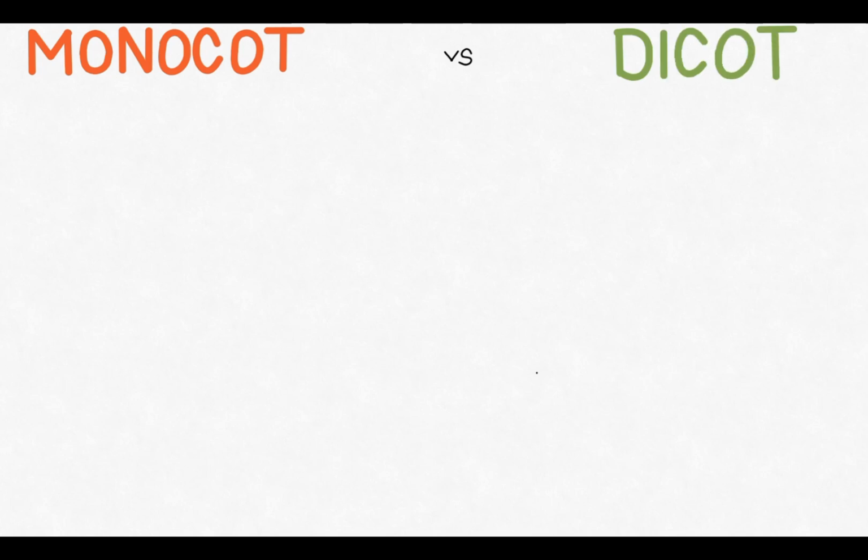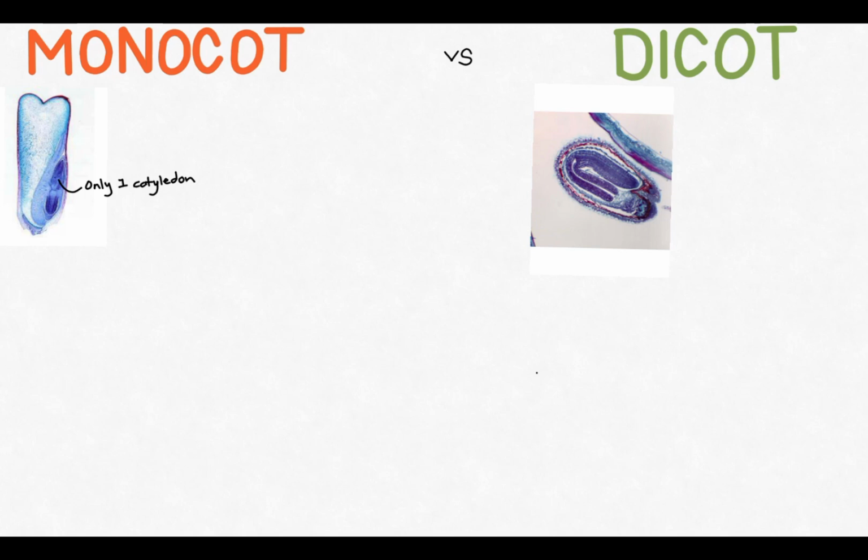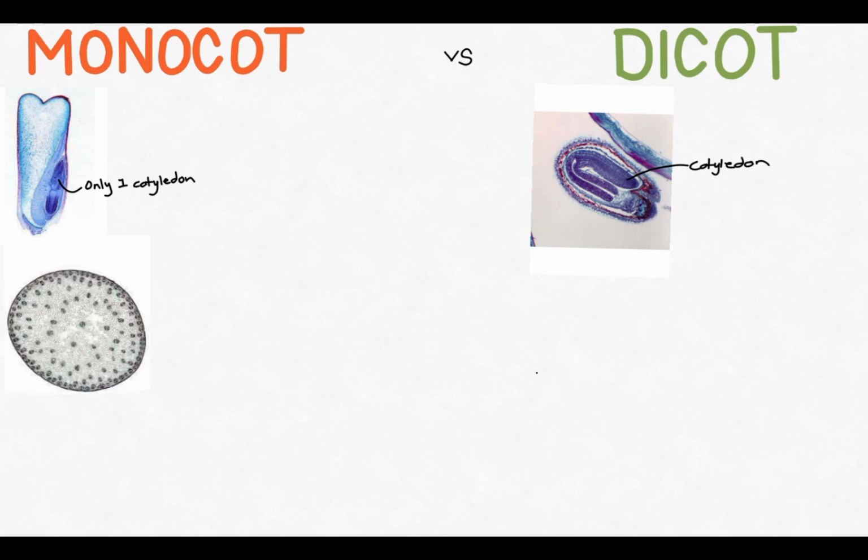So let's quickly go through the differences between monocotyledons and dicotyledons. So the first difference between a monocot and a dicot is in the seed itself. So a monocotyledon plant has only one cotyledon in its seed, whereas a dicotyledonous plant has two cotyledons in its seed. Now, if you don't know what a cotyledon is, it is part of the embryo within the seed of the plant. So this means that it can become the leaves of the seedling or the roots of the seedling or anything in that regard.